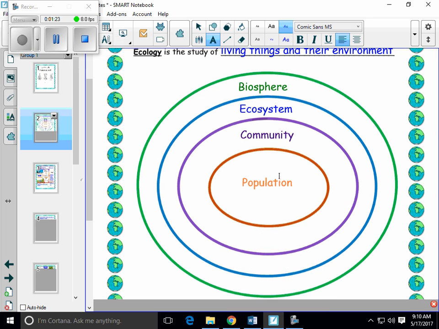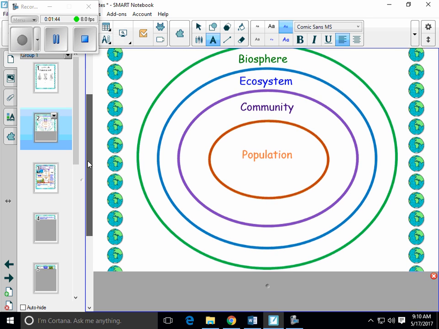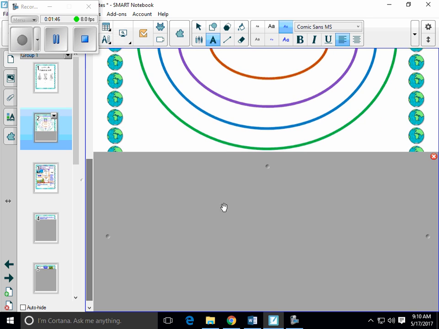Our smallest level, inside the small circle, I want you to label it population, and then community, and then ecosystem, and then the big circle that includes everything is the biosphere. At the bottom of the page, I've explained what each one of those levels means.